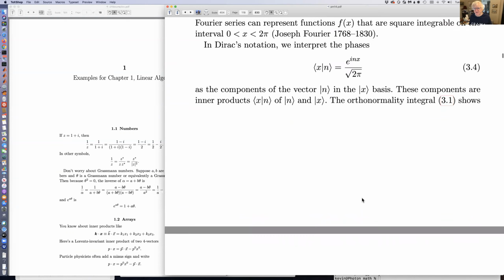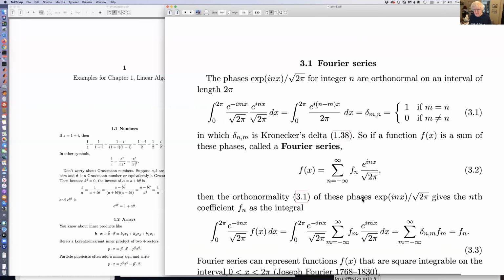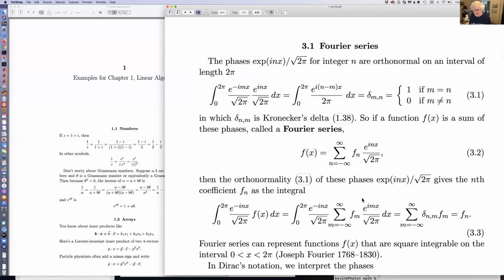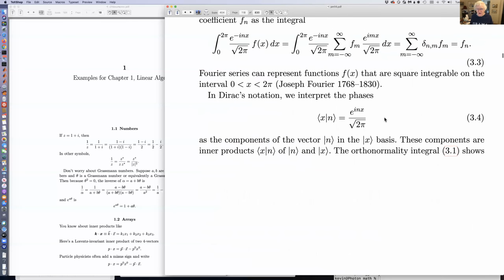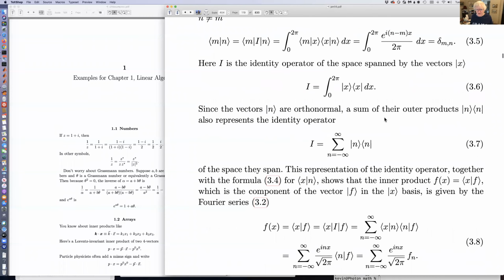Now, you don't have to think about things this way. It's a useful way of thinking about it. The main thing to think about with regard to Fourier series are these three equations. The expansion looks like this, the coefficients are these integrals, and the phase factors are orthonormal. Those three equations are 90% of what you need to know about Fourier series. The rest you can pick up on the street. So we can, I think, skip that.